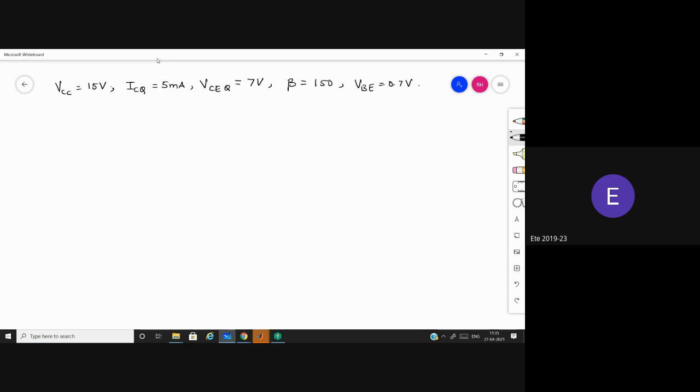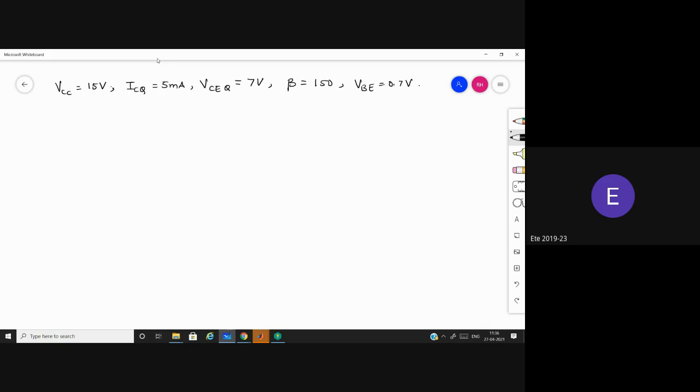So always remember one thing, whenever they ask the question design, that means they're expecting you to find out the value of the resistor. You need to find the value of the resistors and then you have to draw the circuit at the end. So now VCC is given, IC is given, beta is given. So from IC we can find out IB.